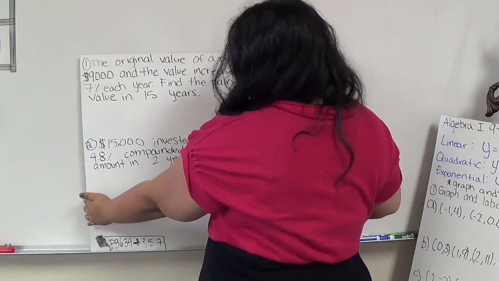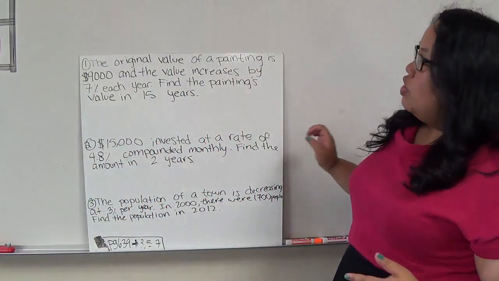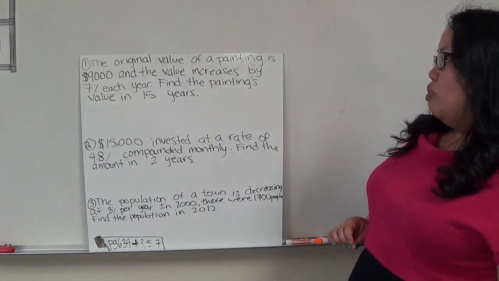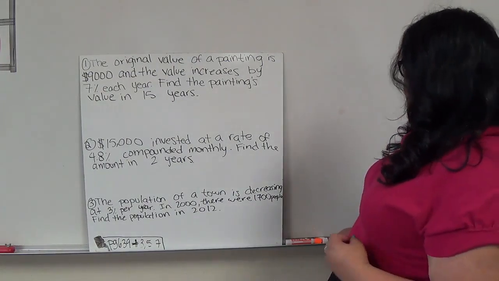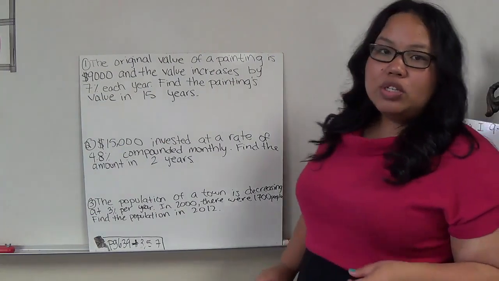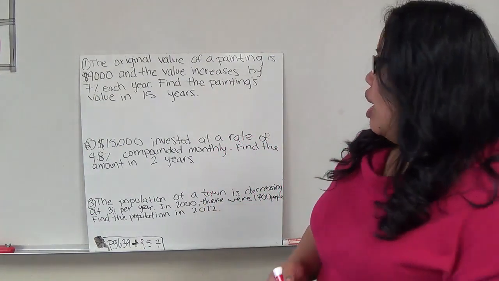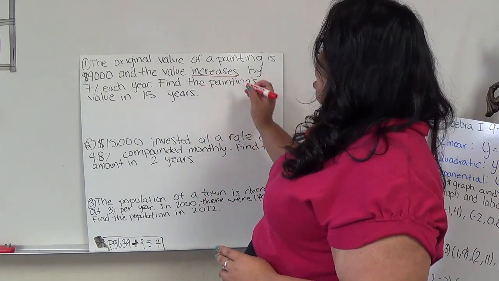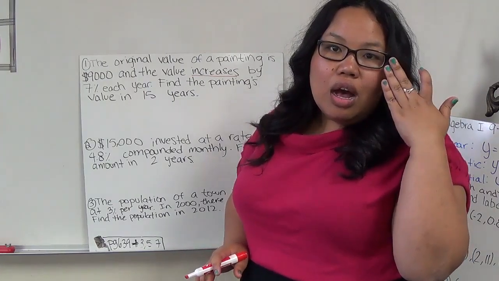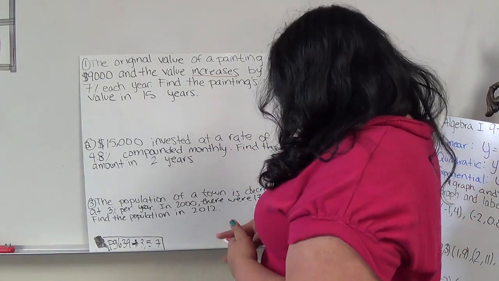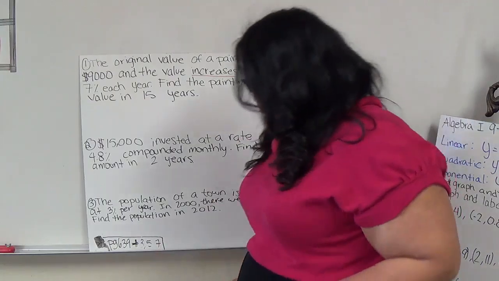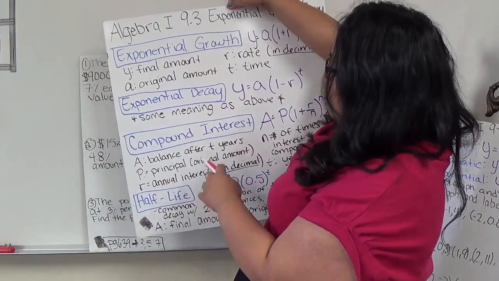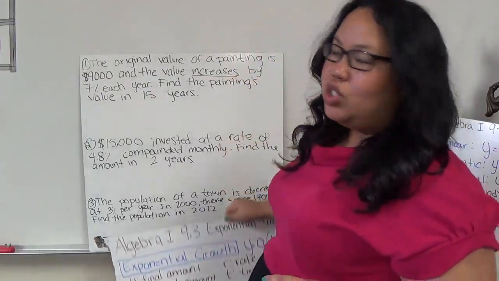Okay, so number 1 states that the original value of a painting is $9,000 and the value increases by 7% each year. Find the painting's value in 15 years. So your first step is to figure out which of the equations we're going to be using. If it says compounded annually, then we're going to use compound interest. But because it's just increasing, we're going to stick with exponential growth.